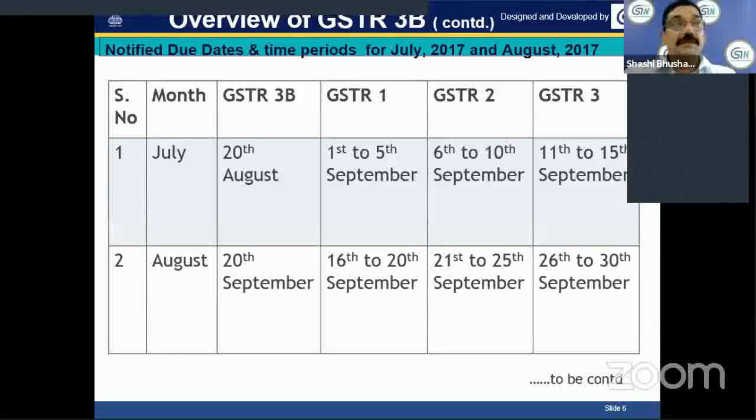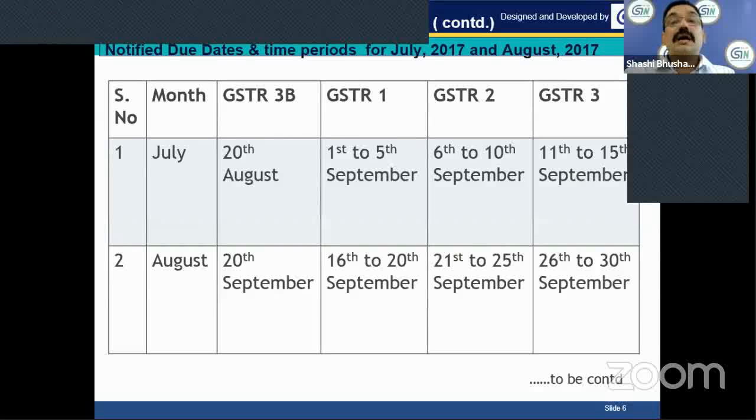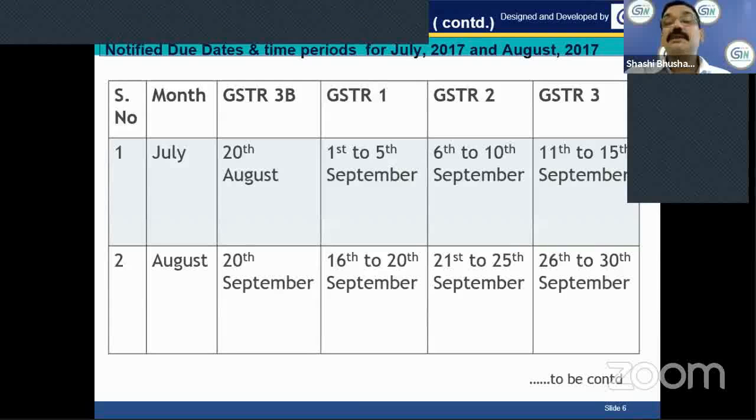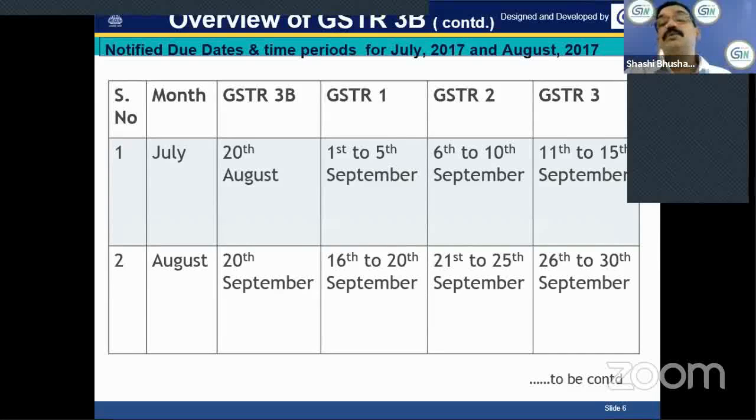Now, these are the dates which have been formally notified by the government. GSTR 3B has to be filed for July by the 20th of August, and for August by the 20th of September. GSTR1 has to be filed from 1st to 5th September for July, and from 16th to 20th September for August. GSTR2 has to be filed from 6th to 10th September for July, and 21st to 25th September for August. The differences will have to be paid through GSTR3 between 11th and 15th September for the July tax period, and 26th to 30th September for the August tax period.